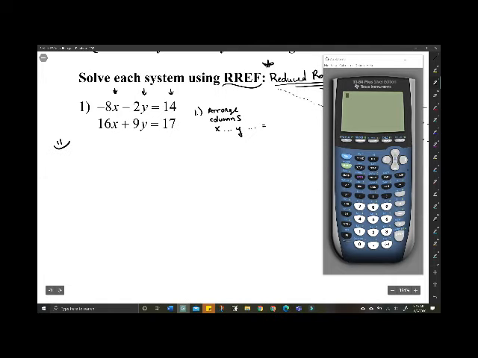When that's done, you're going to make a matrix out of the coefficients. So we're just going to write -8, 16, these are the x's, -2, 9, those are the y's, and then 14 and 17. And what do we have here? We have a good old 2x3 matrix. So second, I would write the matrix down you intend to use. This is kind of like your work that I will be checking. Step 3, put it in the calculator.